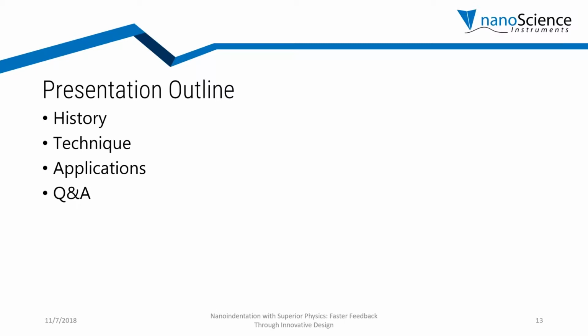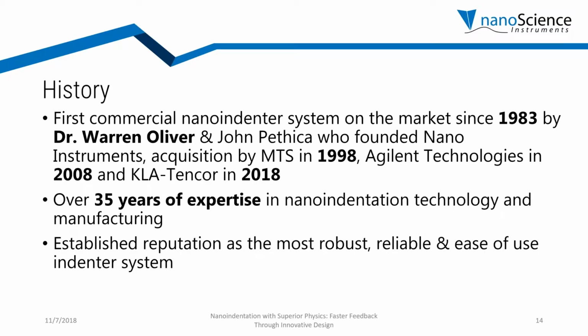Briefly, the outline: I'll go through the history of the nanoindenter that I'm talking about. Then I'll go over the technique part so that we really understand how we are performing these experiments. And then I will mention some of the applications where we have already implemented the nanoindentation technique. We will follow it up with the Q&A session on any kind of technique or application related questions. So we won't spend too much time on this slide.